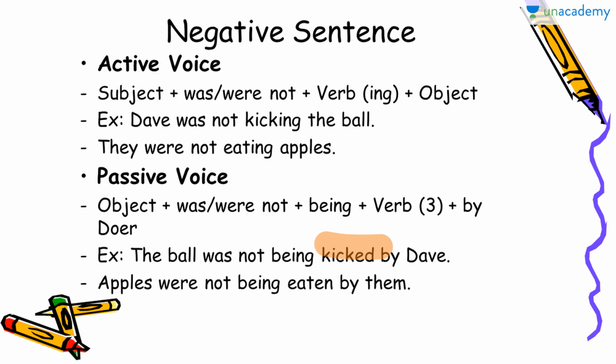Another example, apples were not being eaten by them. Again, there is the action of eating, and this action is done on apples. Apples is mentioned in the starting, because it's plural, were, then not, then being. Being and were, these two words are indicating that this sentence is in passive and in past continuous. Eaten is confirming to us that the sentence is in passive voice, and by them.